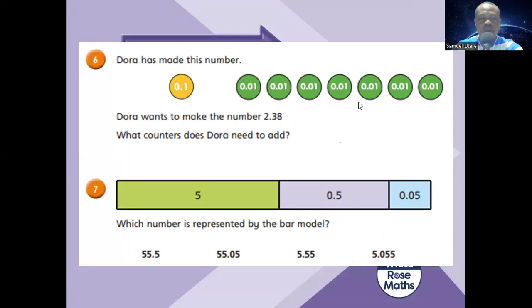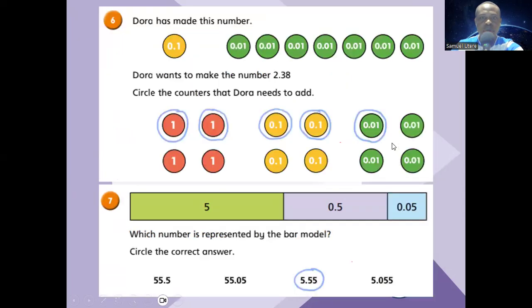Question 6. Pause the video and answer questions 6 and 7 in 3 or 4 minutes. Assuming you've paused the video and you've worked through the questions, here are the answers. Let's discuss them. For question 6, you were asked, Dora has made this number. Dora wants to make the number 2.38. Circle the counters that Dora needs to add.